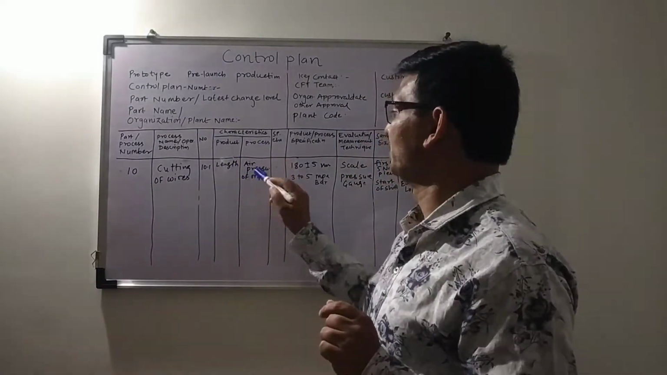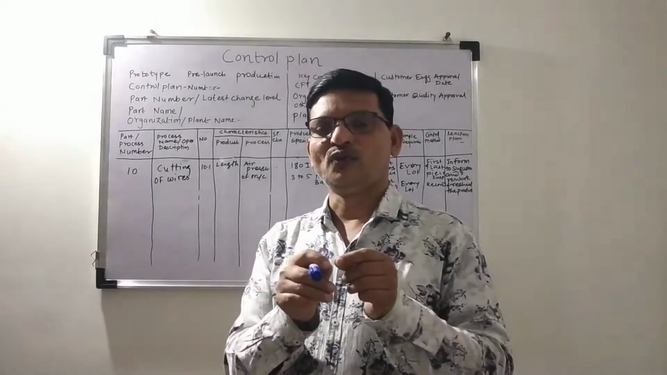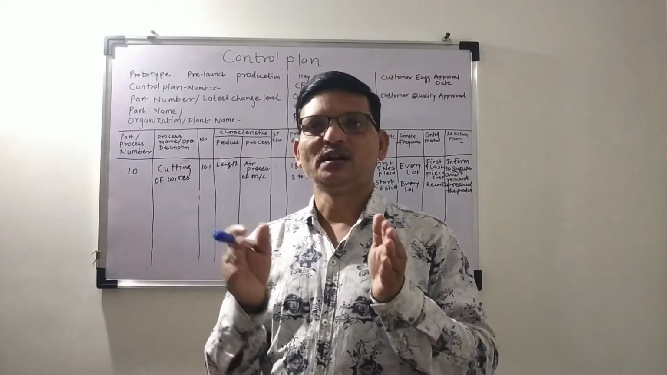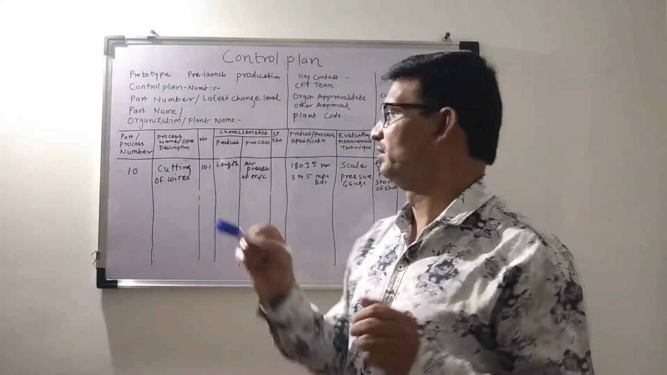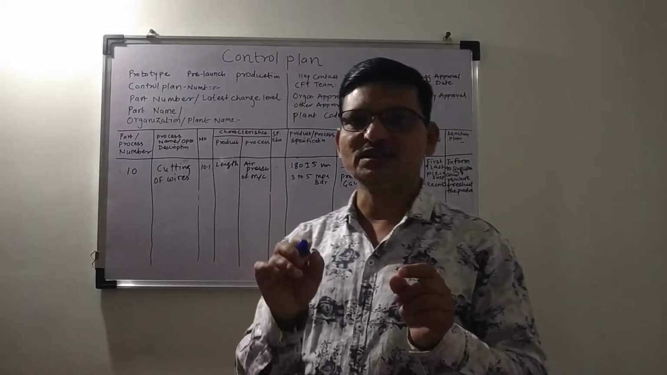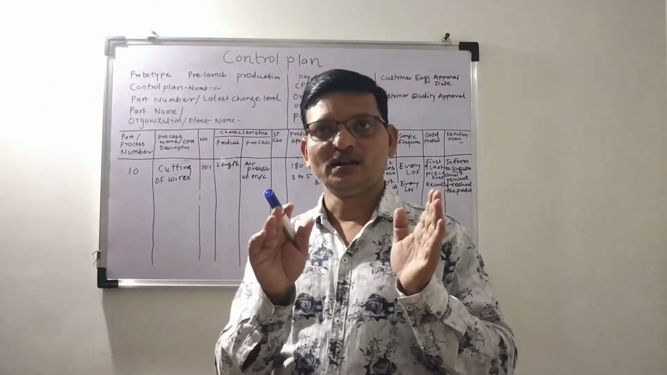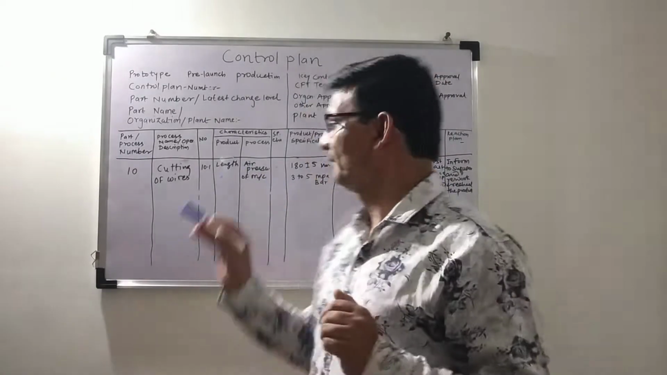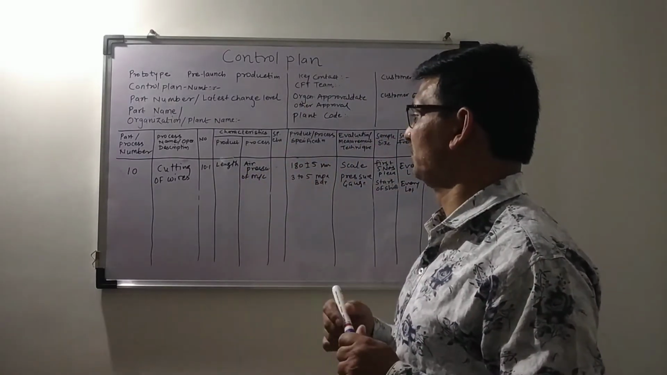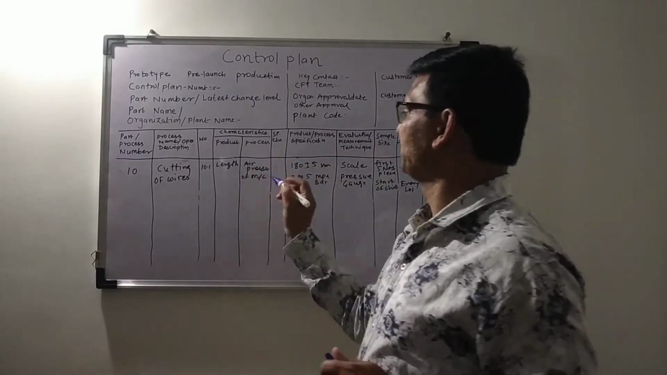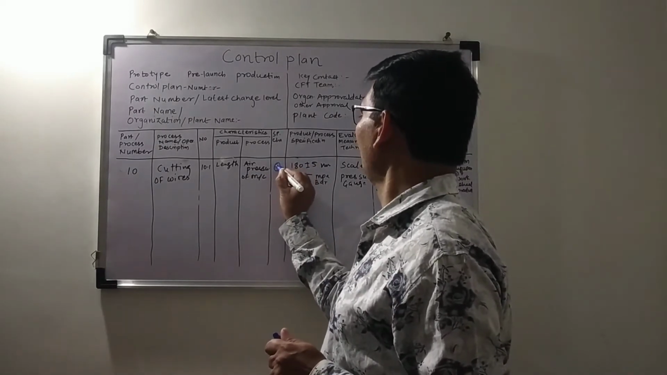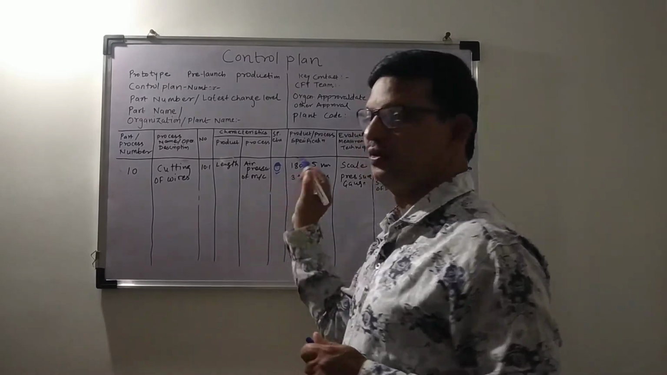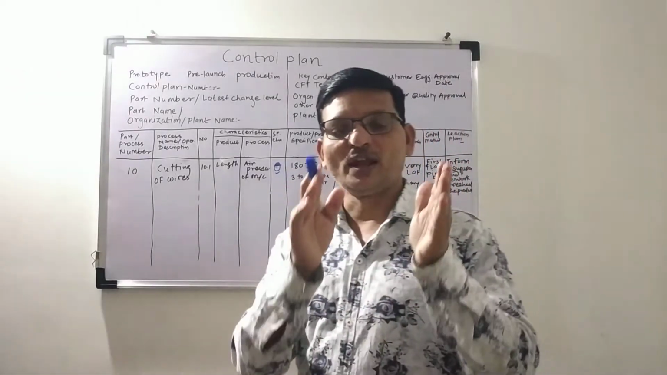After that, process, because for cutting we require a machine. It is called a cutting machine. In the cutting machine, there is air pressure, which is a very important part of the machine. So that will affect the length. Next, special characteristic. If this is a special characteristic, mention a symbol like a triangle as per your drawing, mentioned in the drawing.